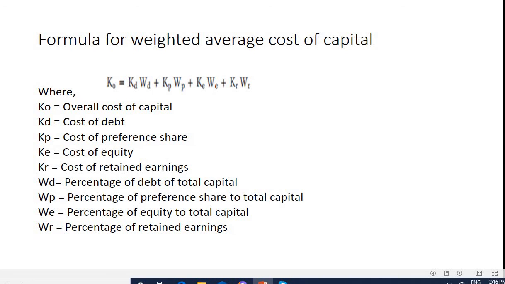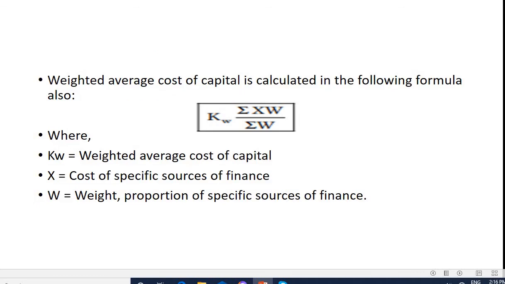We can put it in symbolic form in the next slide. The weighted average cost of capital we denote as KW, that is summation XW divided by summation W. Summation XW means X is the cost of a specific source of finance. What is the cost of a specific source of finance? If equity is 14%, it's 14. If debt is 10%, it is 10.